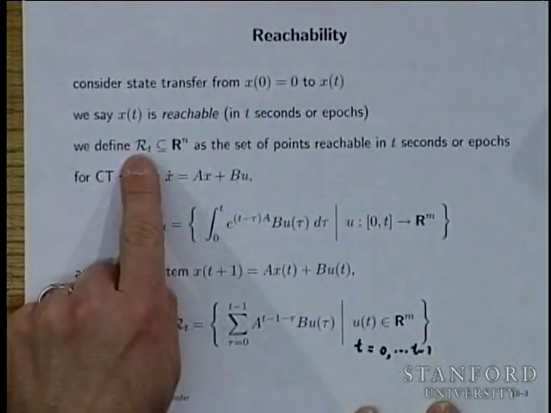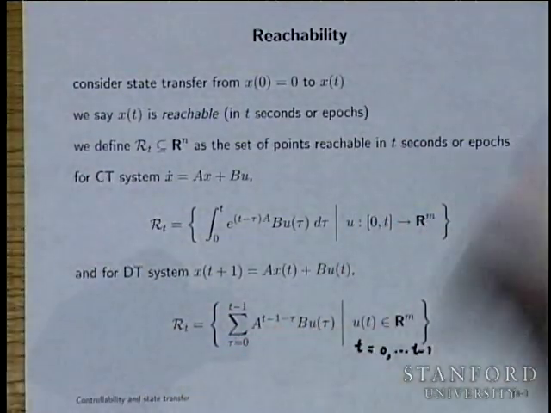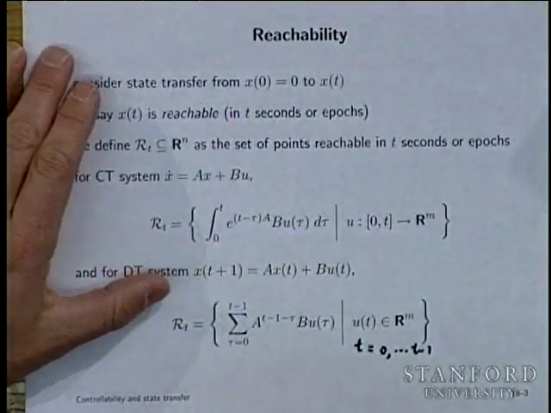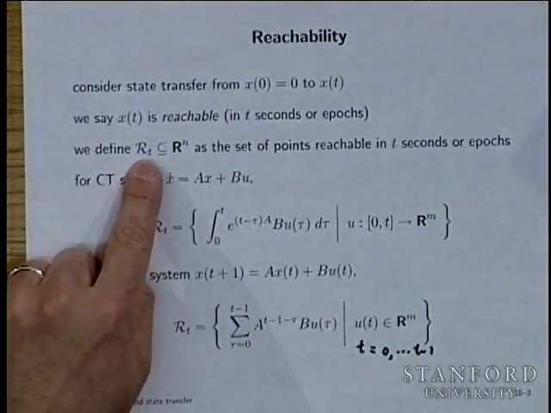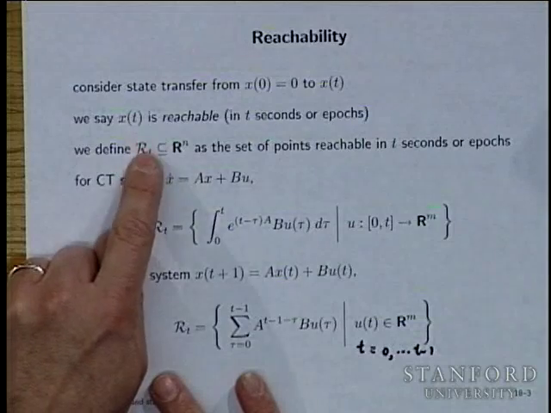And we said that R sub t is the reachable subspace. This is a subspace. If you can hit a point in t seconds or epochs, you can certainly hit twice the point, and it's a subspace. If you can hit one point, and hit another, you can hit the sum. So it's a subspace. And it's a growing family of subspaces. So we'll know exactly what the family is.